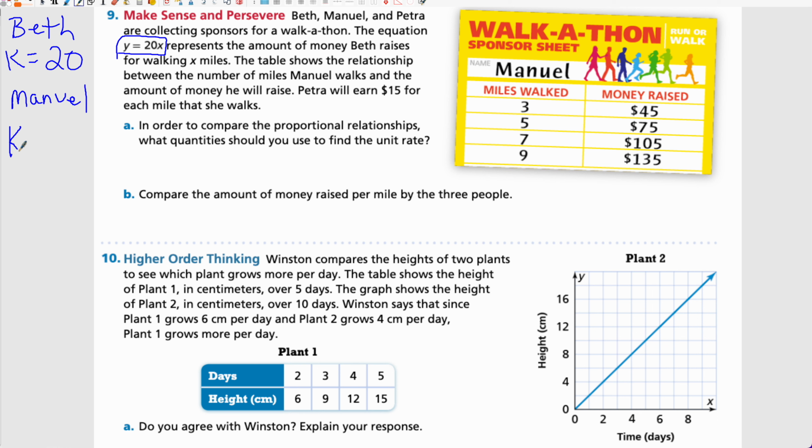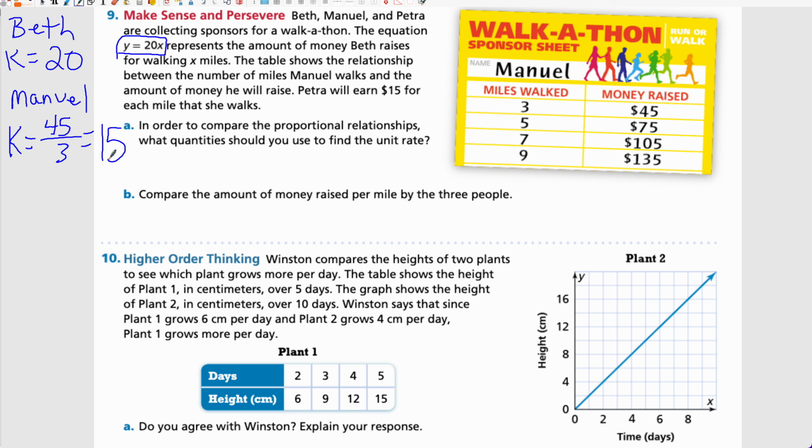how do I find his K value? 45 divided by... I need any data point. It doesn't matter which one I use. I'm always going to choose the smaller numbers because they're easier to work with. Exactly. Money goes on top, 45 over 3. 15. His K value is 15.